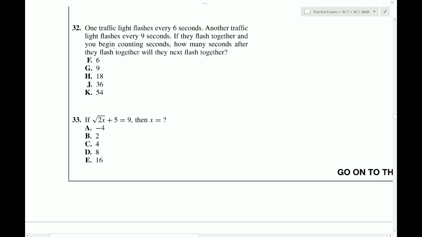If they flash together and you begin counting seconds, how many seconds after they flash together will they next flash together? So I think all of those are multiples of both 6 and 9, right? So we just want to find the lowest multiple of both, the least common multiple, and that by inspection is just going to be 18, right?